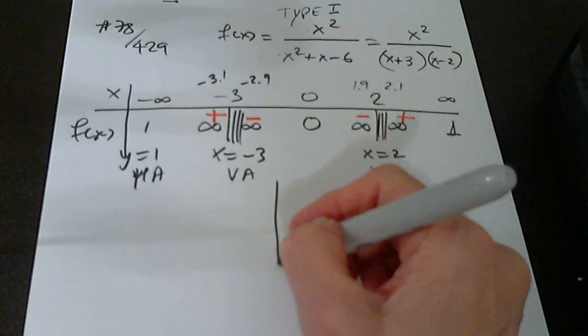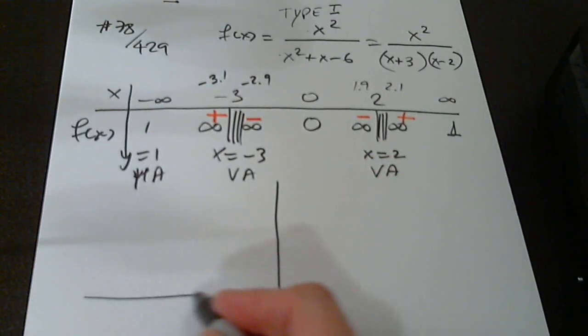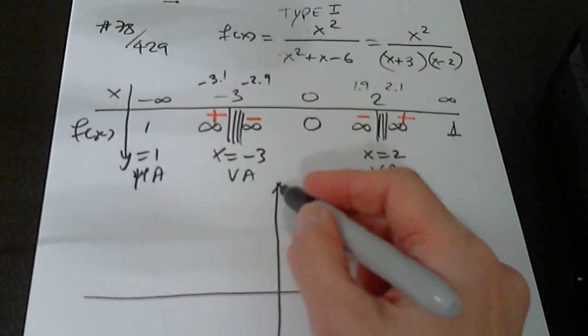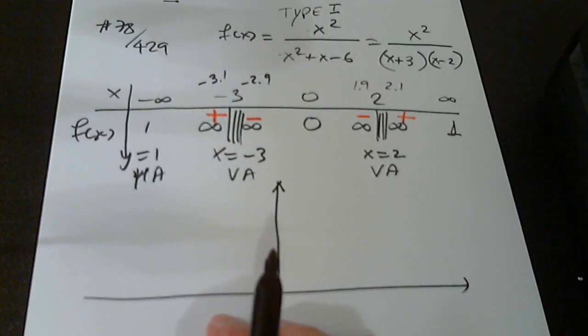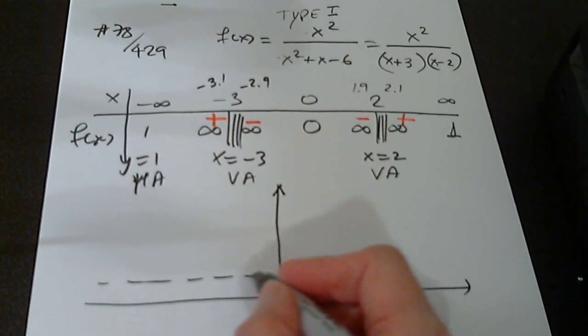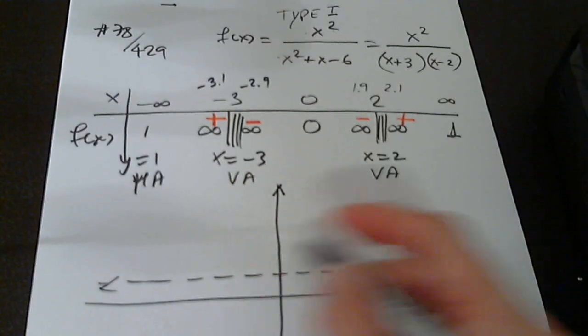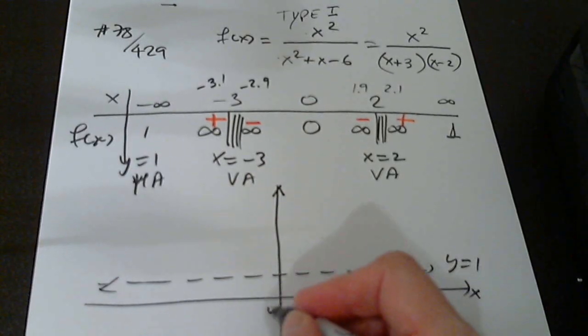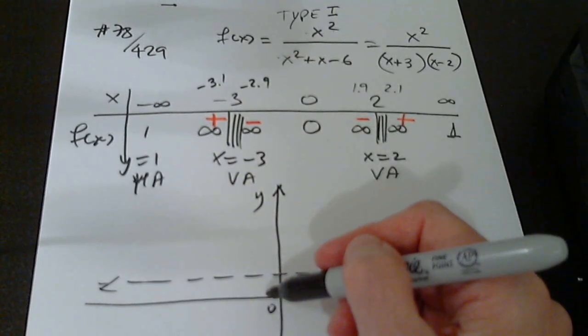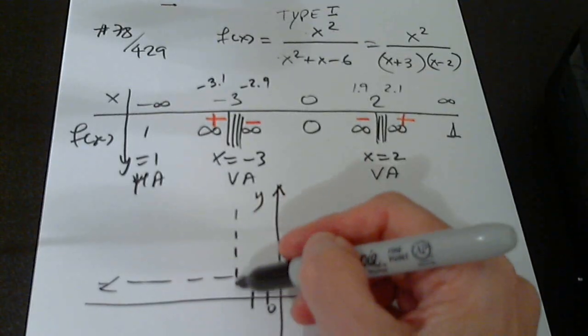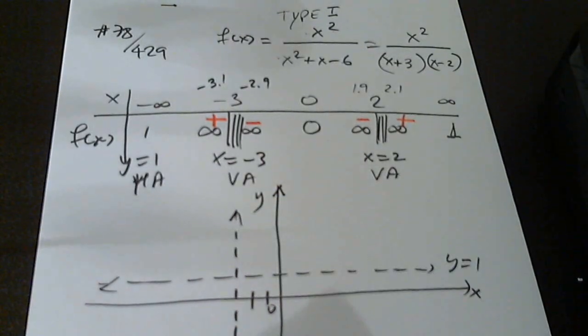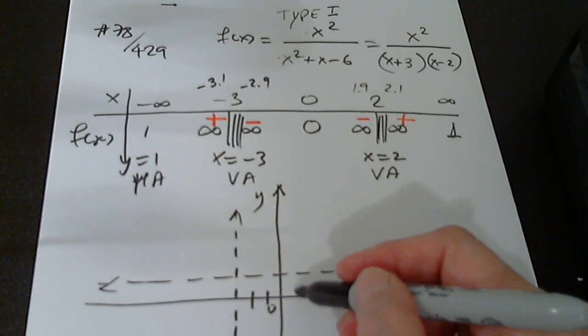Ready? When we graph a function with asymptotes, we have to graph the asymptotes first. They are not part of the graph, but they have to be graphed. So this is y equals 1, x equals -3, and x equals +2.